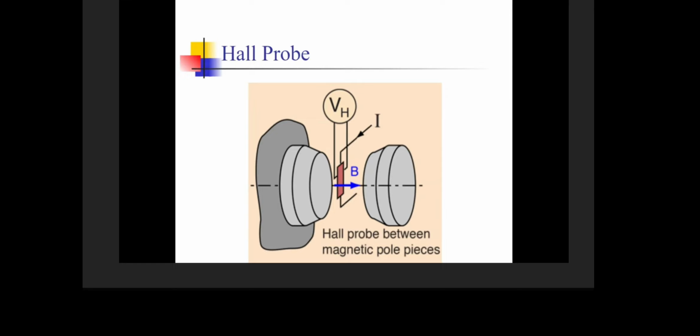Just note that the voltage that will be measured is very small, so you're not going to get a very high voltage due to this effect. That's what the Hall probe does: it measures the voltage that is generated in the conductor.